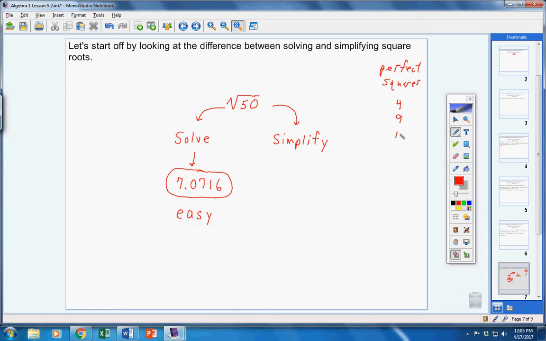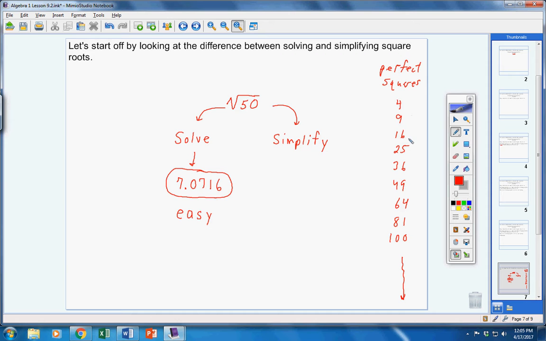3 times 3 is 9. 4 times 4 is 16. 5 times 5 is 25. 6 times 6. 7 times 7. 8 times 8. 9 times 9. 10 times 10. And of course we could go on and on, but that should be enough, okay?